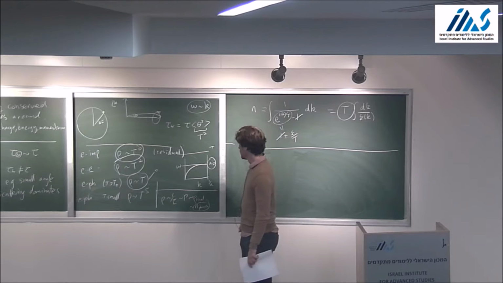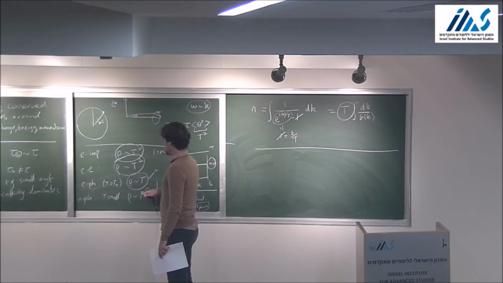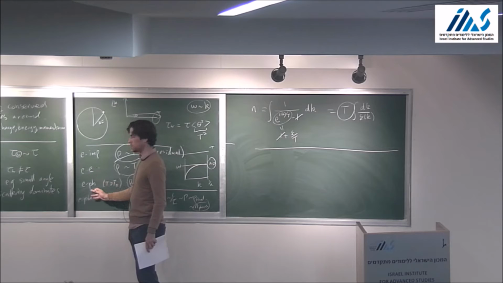This t to the fifth is widely observed. To get t squared, you need the electron-electron coupling to be strong enough that it beats the phonons. But that's also observed. Okay.